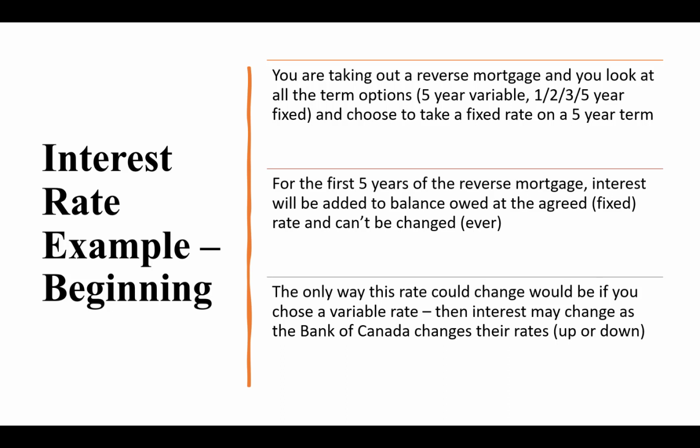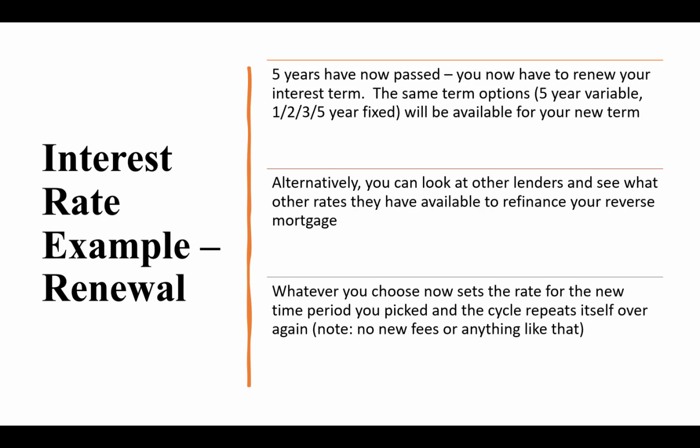And it's worth noting that it can go up or down. It's equally possible. And depending on the time as I make this video, it's more likely rates probably go down in the next 5 years if that was what you happened to choose. So then what happens is 5 years have now passed and you have to renew your interest term. That interest rate that you picked was only the interest rate for the first 5 years. And at this point, the same term options are going to be available for you to renew into your new term.